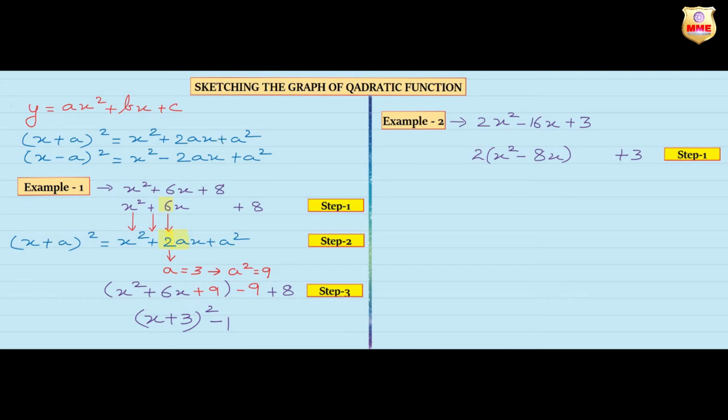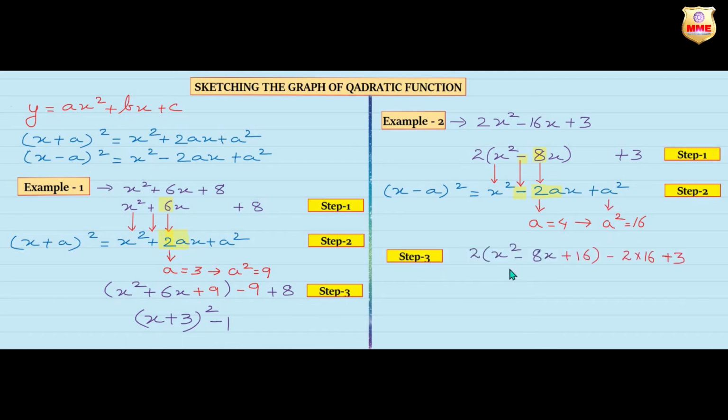Now friends, we will take another example, example 2, that is 2x square minus 16x plus 3. In step 1, we will factorize it with the 2 and separate the constant term. Now in step 2, we will again compare this equation with the perfect square equation, that is x minus a whole square, to get the value of a here. Since 2a is equivalent to 8, we get a equal to 4, and hence a square will be equal to 16.